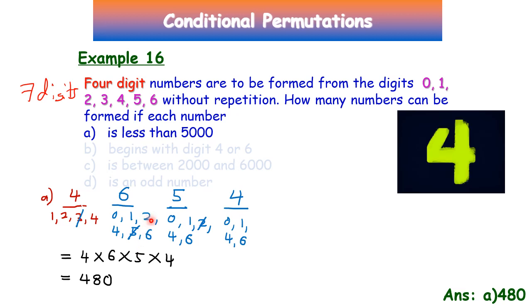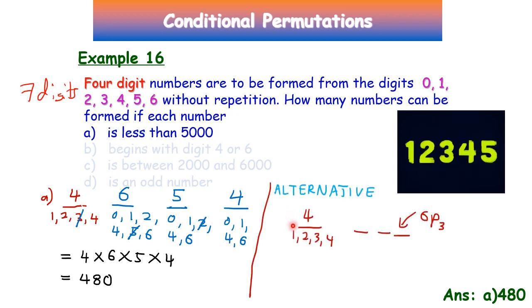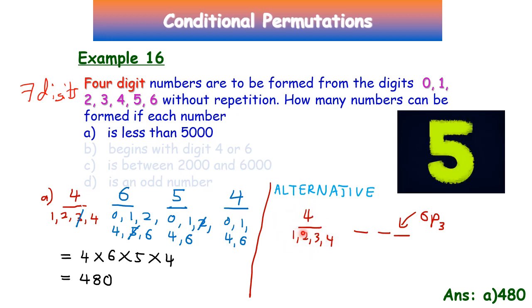But this method is quite time consuming and maybe certain students find it a bit confusing. So alternatively, I suggest you use this method. I will focus only on the first place, because since we want a number less than 5,000, only the first place is particular here, because you can only choose from number 1 to number 4. So we have 4 choices for the first place. The remaining 3 places we can occupy from any remaining 6 digits, including 0.